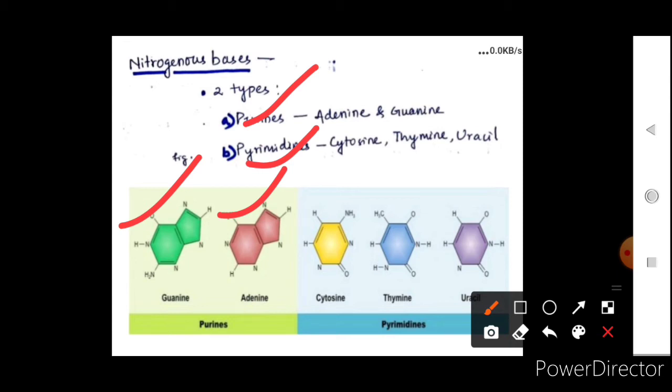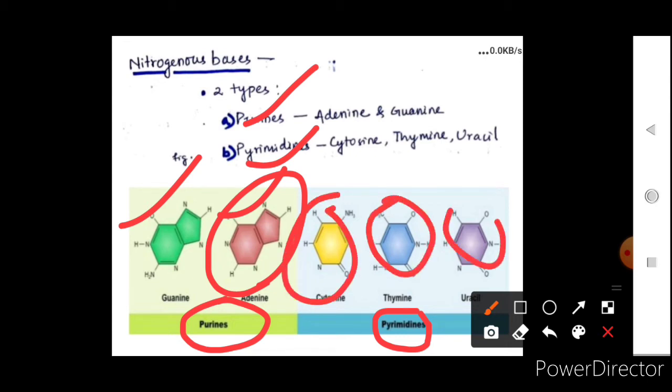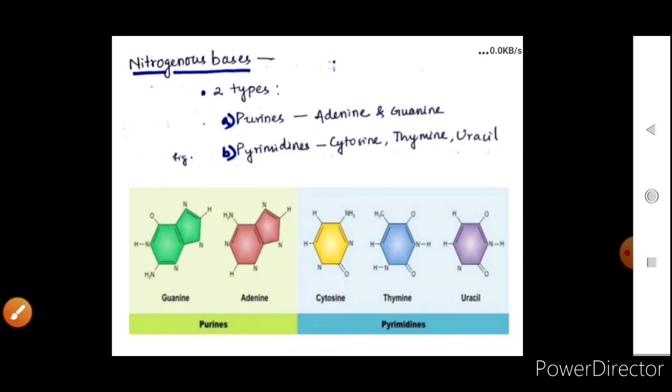Now the purines, as you can remember this, the name is very short, but the structure is 2 cyclic rings. Okay, 2 heterocyclic rings, and here the pyrimidines, the name is long but the structure is very small. Okay, so guanine, adenine are the purines, and pyrimidines are cytosine, thymine and uracil. Uracil is present in the RNA.